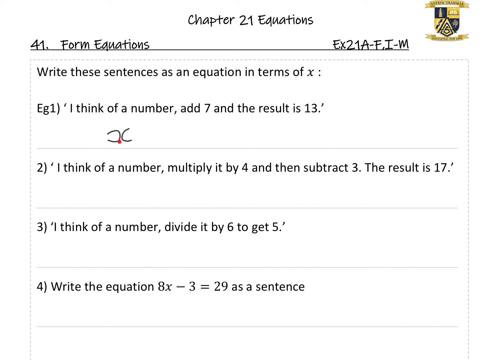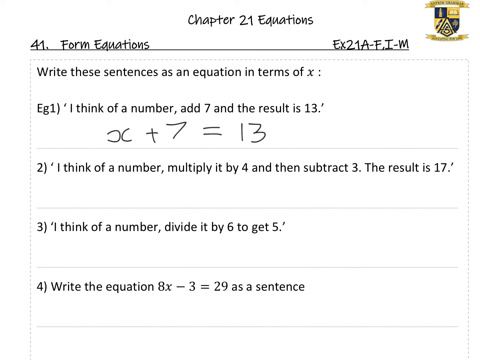So I think of a number, x, add 7. So add 7 or plus 7. And the result is equal to 13. Now, we're not trying to work out what the number is, what x is. We're just trying to write down the sentence in equation form. So that is your final answer. Don't try and rearrange it or be any more clever than that. We think of a number, we add 7, the result is 13.